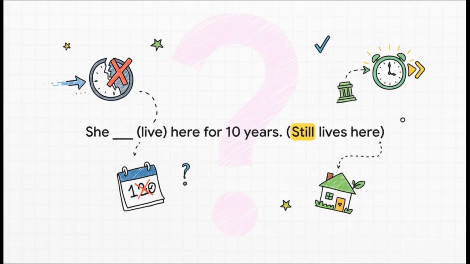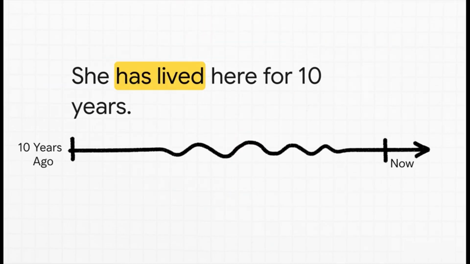All right, number 2. She lived here for 10 years. And the big clue is she still lives here. And the correct answer is has lived. She has lived here for 10 years because the action started in the past and is still going on now.